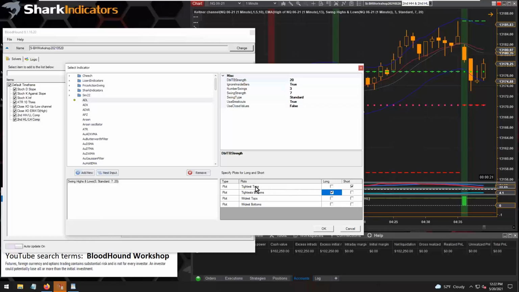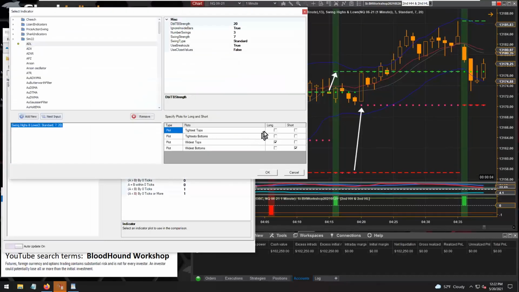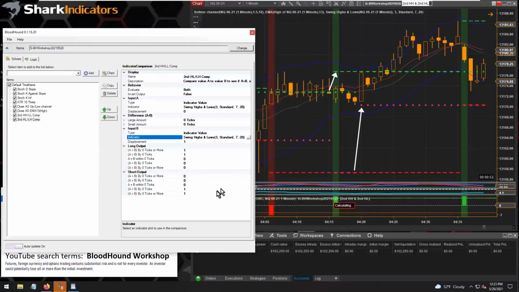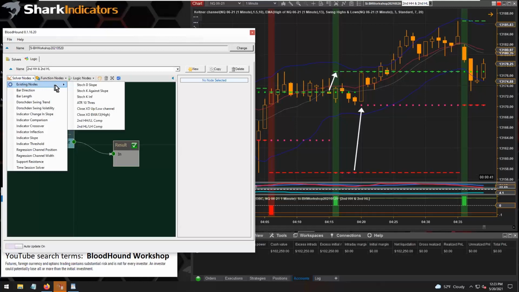And in the opposite, I'll use the tightest tops, which are the swing high points, and I'll be looking for those to step down, generating a short signal. All right, so let's go into input B, and we'll do the same thing. There. All right, so there's our second solver. So let's go back to the logic board and put that other solver on the board.